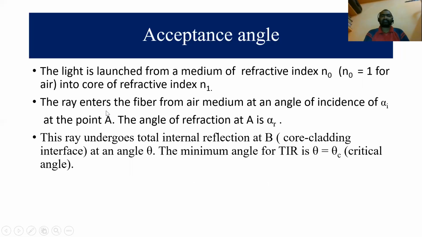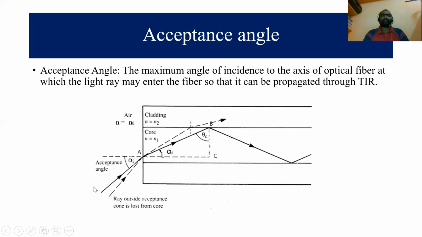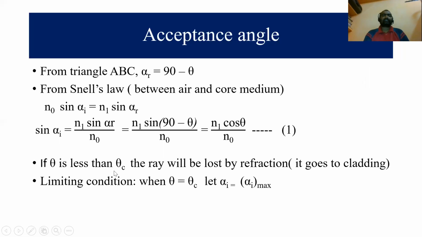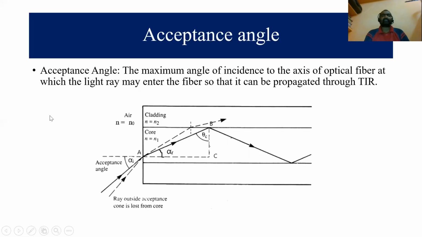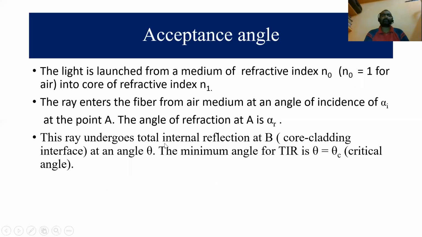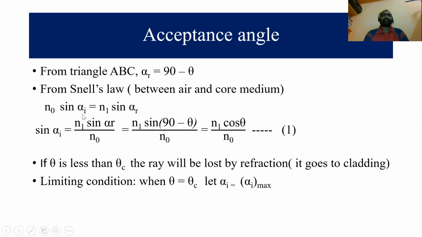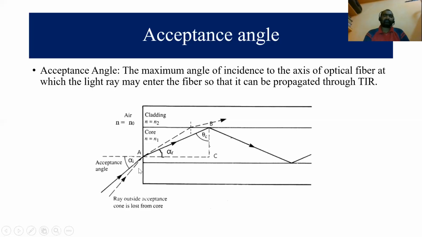If we apply Snell's law for this condition, the light ray enters from rarer medium to denser medium, which means air medium to core medium. So we can write Snell's law like this: n0 sin alpha I equal to n1 sin alpha r. Here n0 is the refractive index of the first medium, air medium, and n1 is the refractive index of the second medium, core medium. So these are very clear. This is the angle of incidence and this is the angle of refraction. Here angle of incidence is alpha I in a rarer medium, alpha r is the angle of refraction in a denser medium.